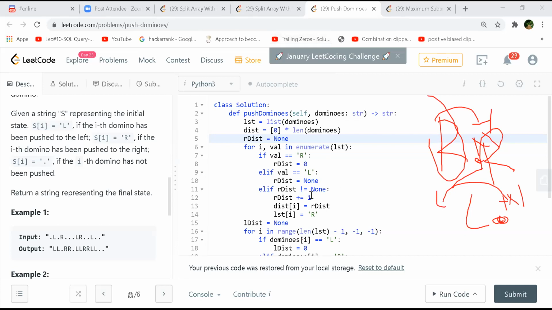And if your R distance is not equal to none, then we increase our R distance plus by 1. And whatever R distance you have at that particular index in our dist, we put the R distance.